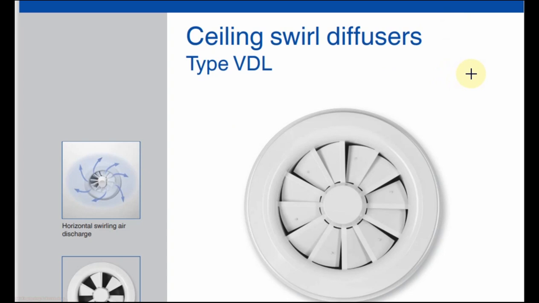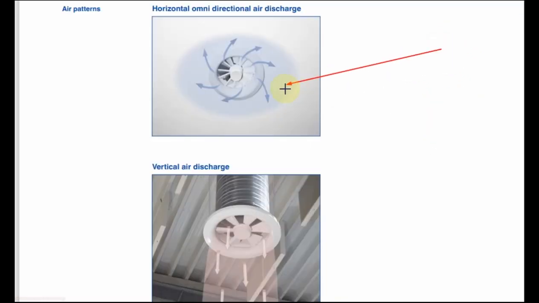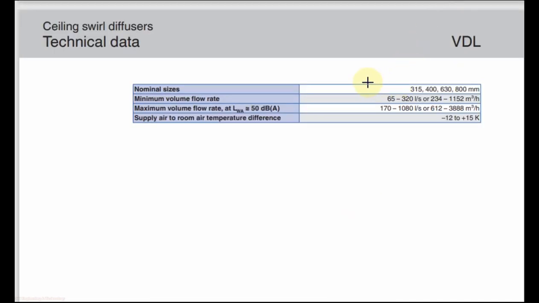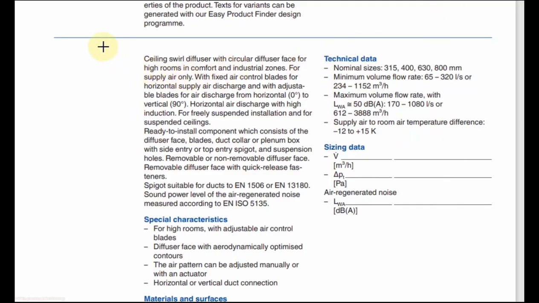Ceiling swivel diffuser is used for high areas like in airports and malls, etc. It has fixed and adjustable blades to control the air pattern. We can use it for horizontal flow pattern as well as for vertical throw pattern. It can be used for airflow starting from 65 liter per second up to 1080 liter per second. We use ceiling swivel diffuser to supply air for high areas. It comes with fixed horizontal blade and adjustable blade that can be adjusted from 0 degree to vertical 90 degree. You can adjust this angle as per your throw requirement.